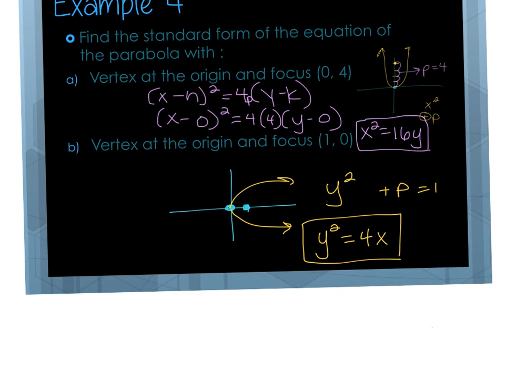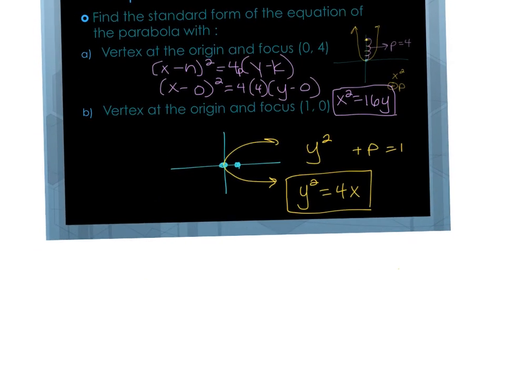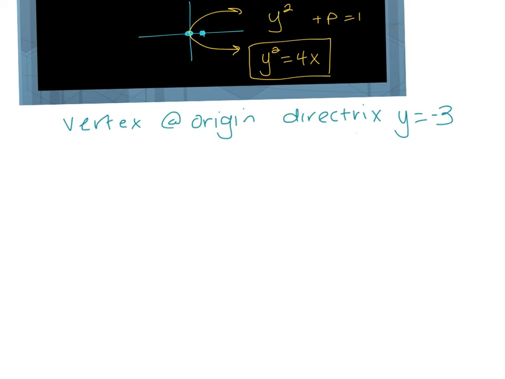Back on this while we're on it. Instead of the focus, you could have also been given the directrix. So let's say it said that you had a vertex at the origin, because in a minute we'll see one where it's not, and directrix y equals -3. So again, directrix is a line, right? Which means if I plot this and my vertex is at the origin, y equals -3 is what kind of line? Vertical or horizontal? Horizontal. So 1, 2, 3. This would be my directrix.